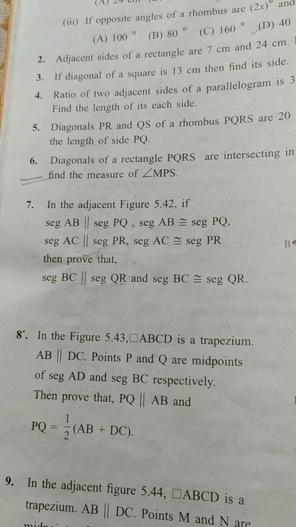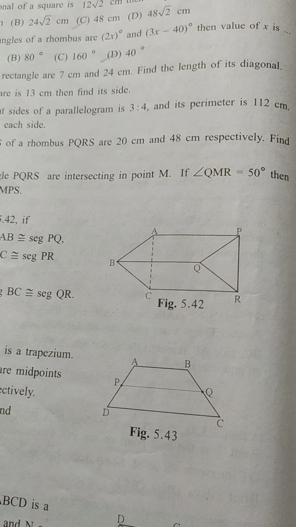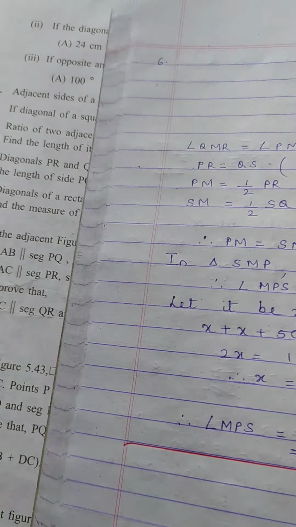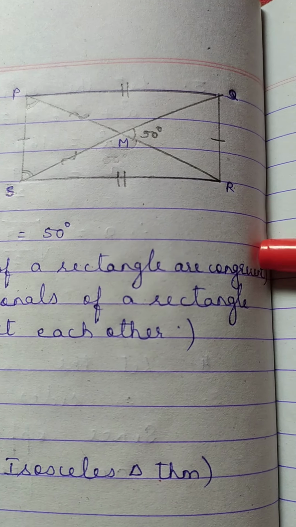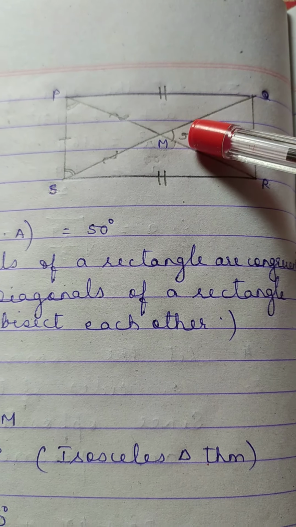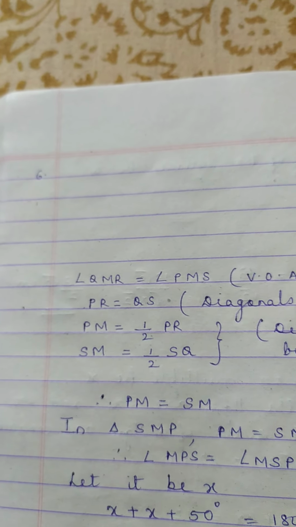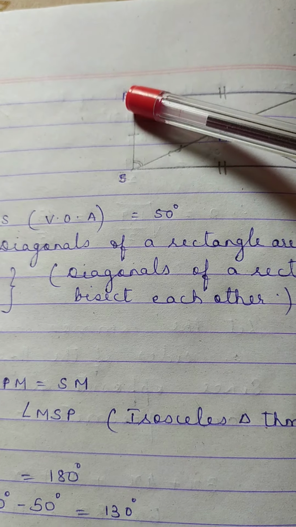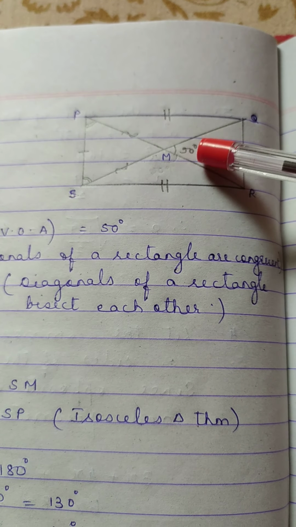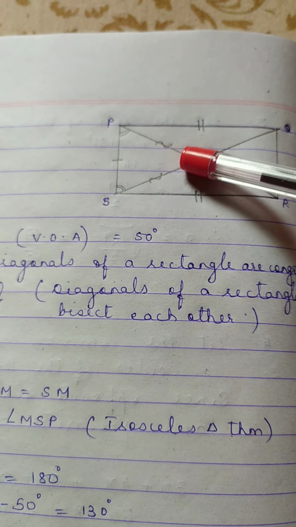Next, question number 6. Diagonals of a rectangle PQRS are intersecting at the point M. If angle QMR is 50, find the measure of angle MPS. So you have a rectangle like this PQRS. You are given angle QMR is 50. You have to find out the measure of angle MPS. It is this angle which I have to find out. Now if this angle is 50, I know that the vertically opposite angle PMS is also 50 degrees.